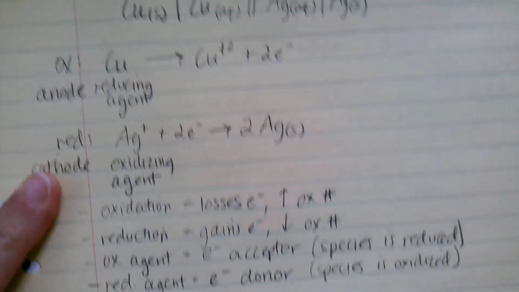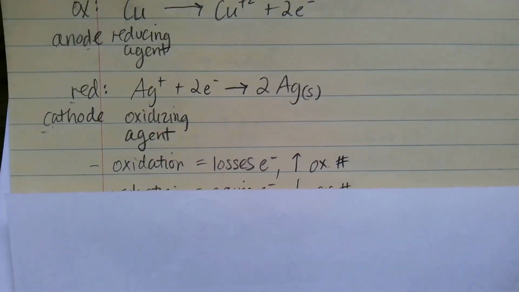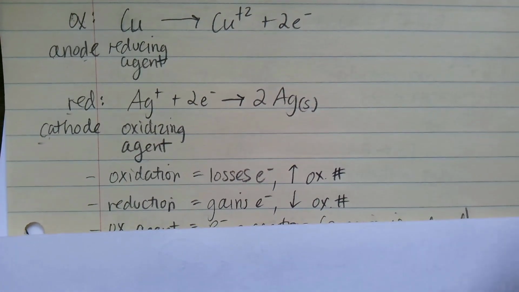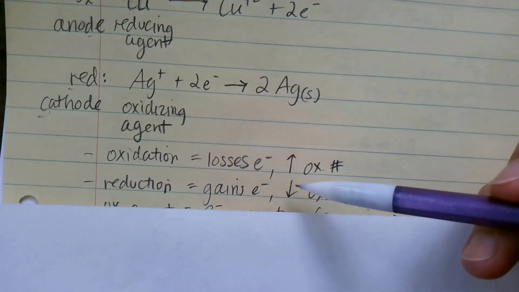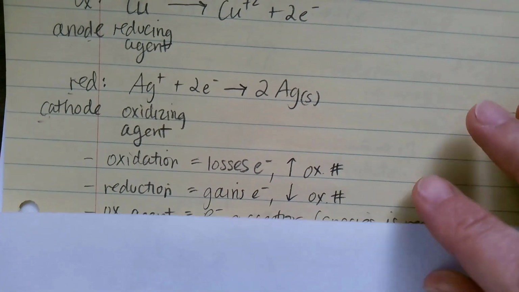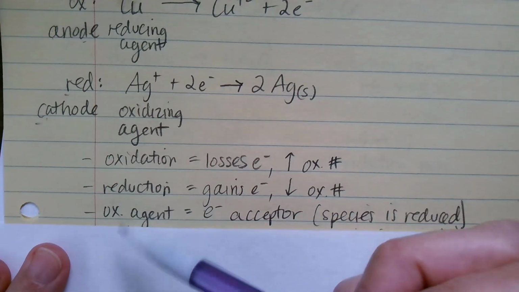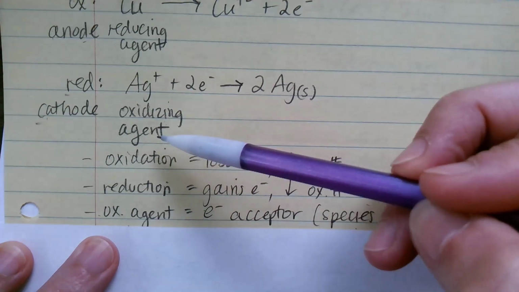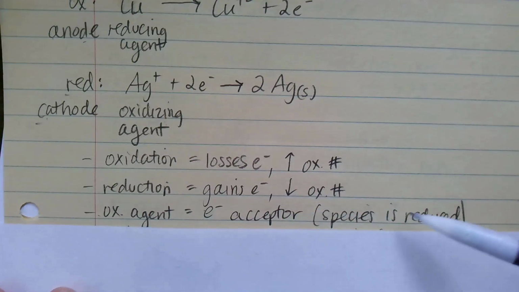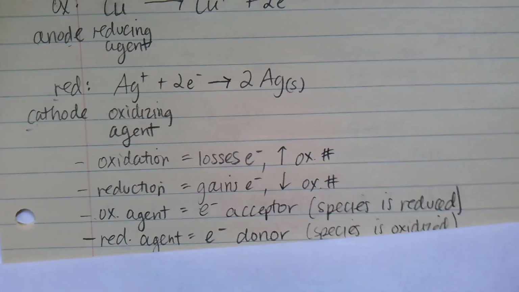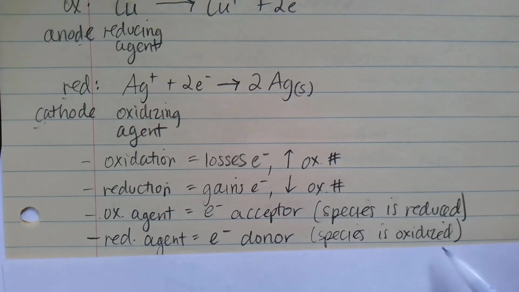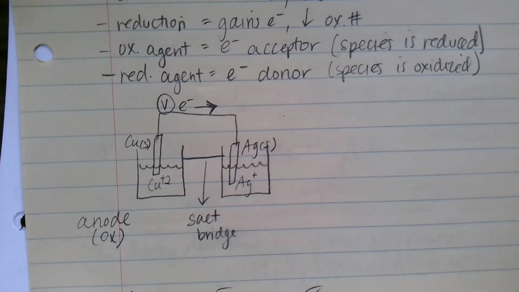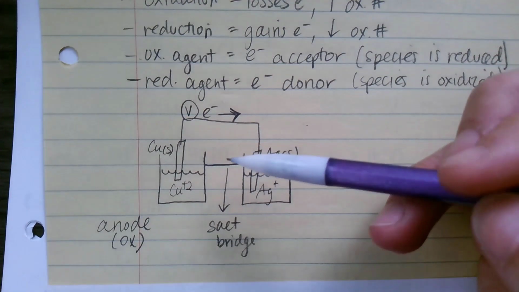Okay? So we know that oxidation is losing electrons. So the oxidation number increases. Reduction is gaining electrons. So our oxidation number is decreasing. The oxidizing agent is the one that's being reduced. It's the electron acceptor. The reducing agent is the species that's oxidized. And here's how we would draw what this looks like.